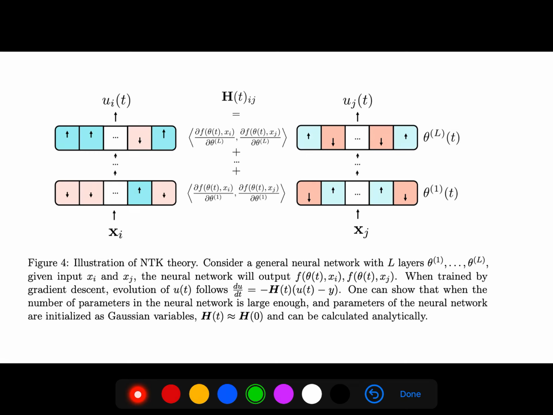So consider a general network with L layers. When trained by gradient descent, the evolution is this. One can show that when the number of parameters in the neural network is large enough and the parameters of the neural network are initialized as Gaussian variables, it can be calculated analytically.